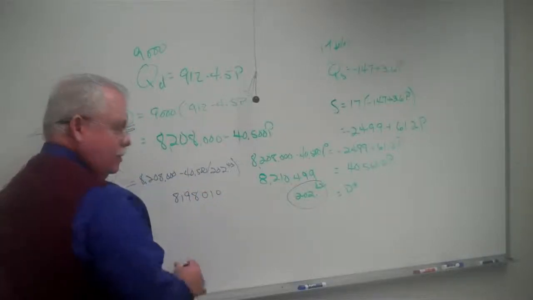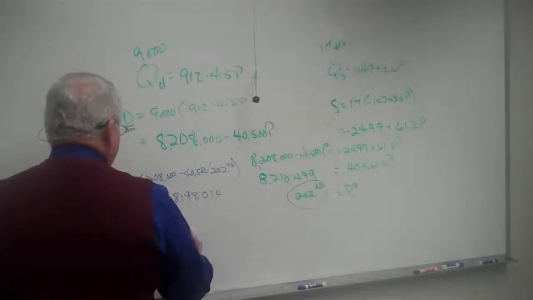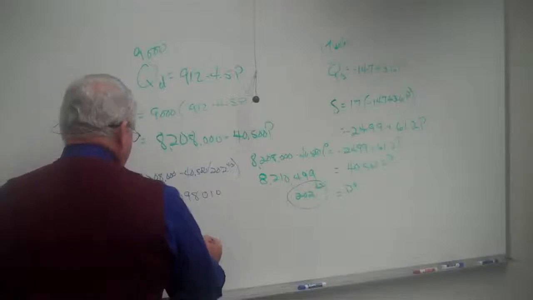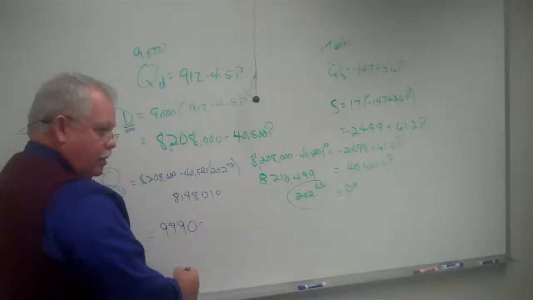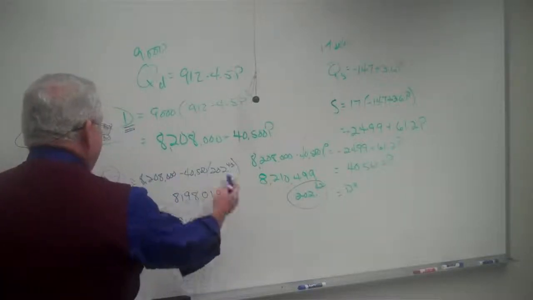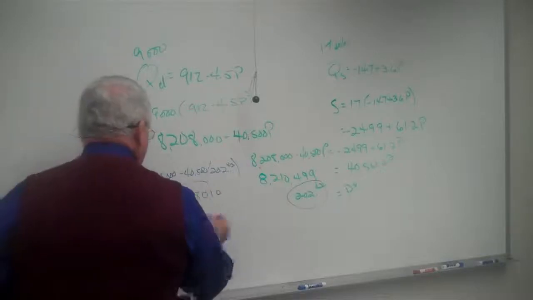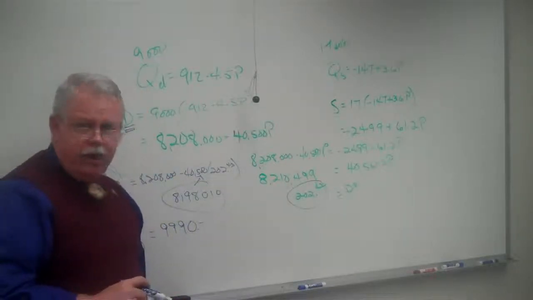Is that right? You get like 9,990. 9,990. Okay, I thought you were telling me that was the quantity. Oh, no, sorry, I was just doing the subtraction. So the quantity demanded is 9,990. This is the number for that element. Okay so far? Everybody okay with that?